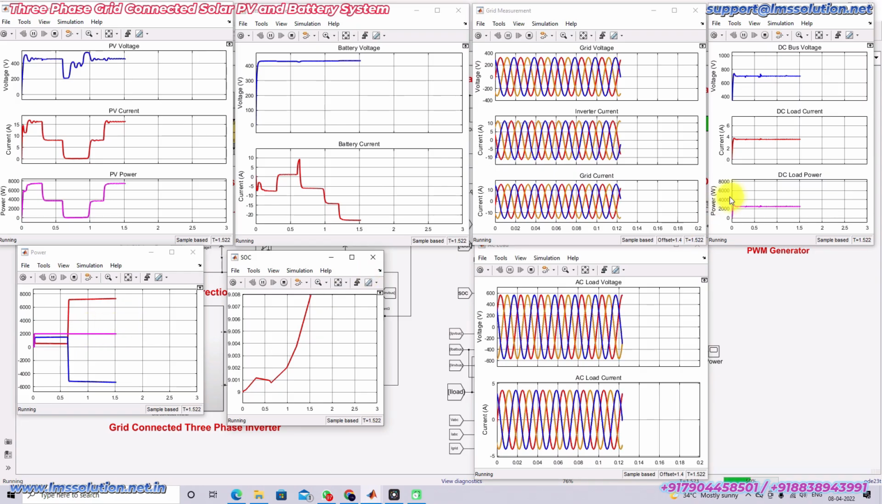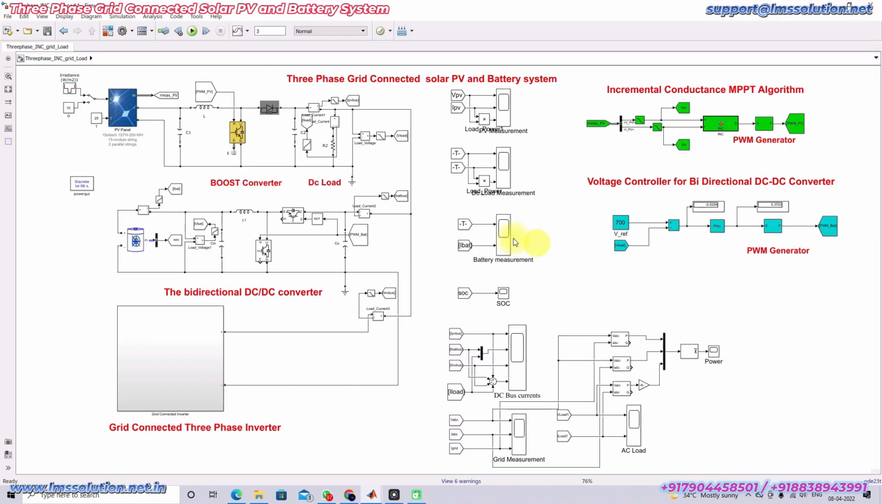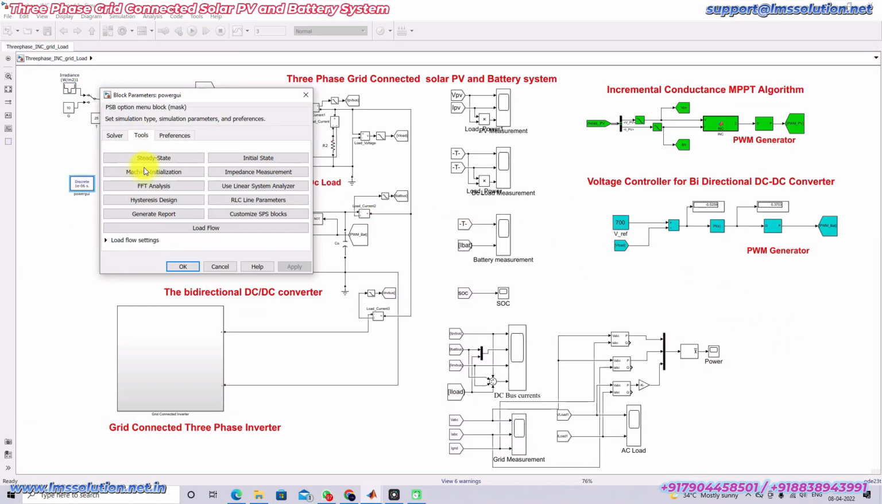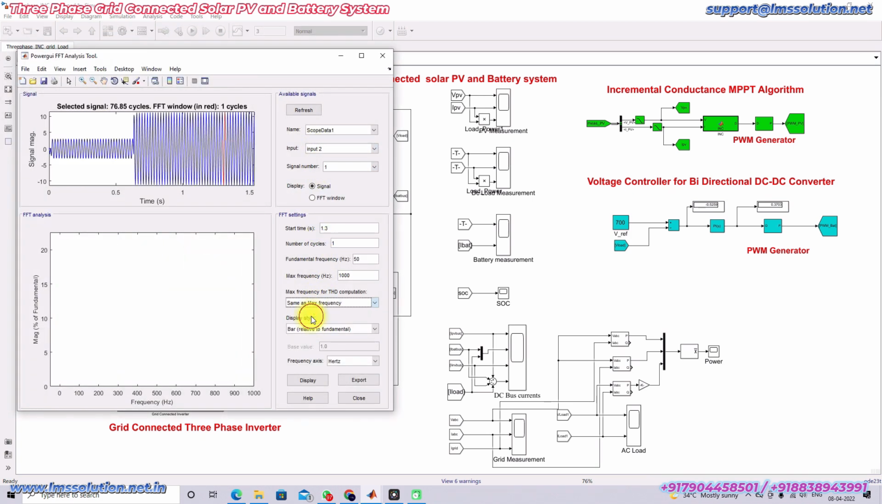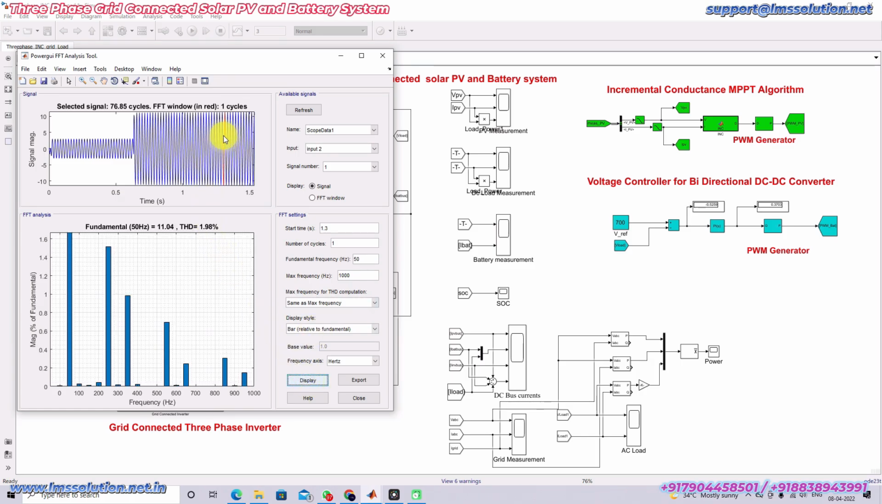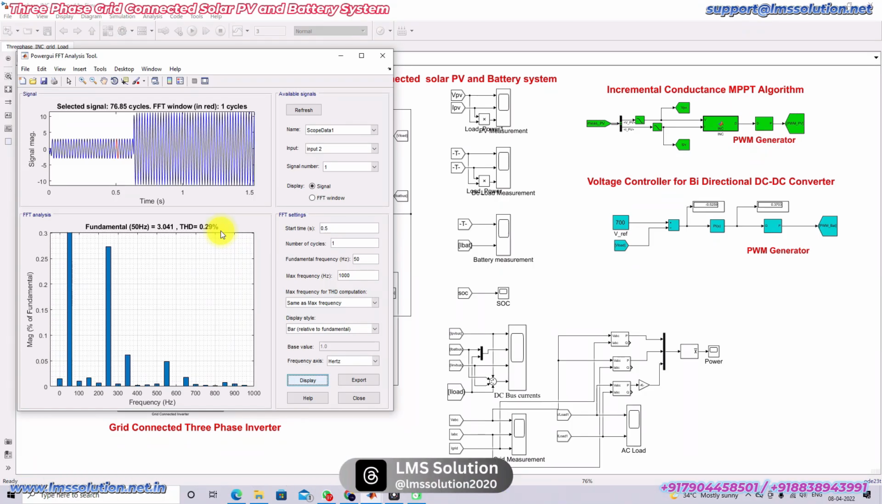Now we have to check the THD of the grid current, or inverter current. For that I'm going to open the FFT analysis and use input 2. I'm going to check the THD during the power taken from the grid. The THD is around 1.98 percentage. Now I'm going to check the THD during the power sent to the grid. Here you can see that THD is only around 0.29 percentage. So the THD of the inverter current is less than 5 percentage, so it follows the IEEE standard.